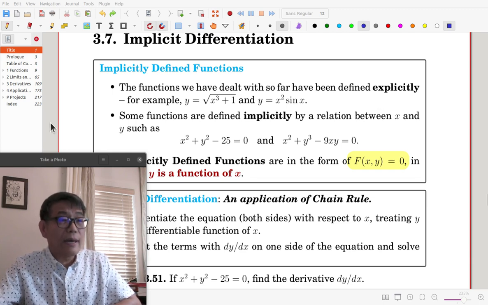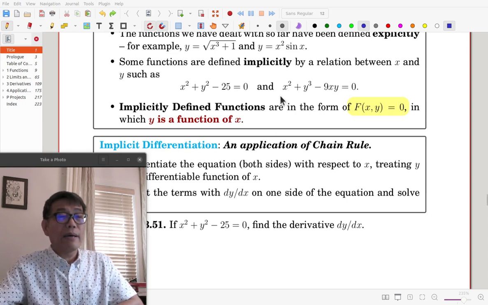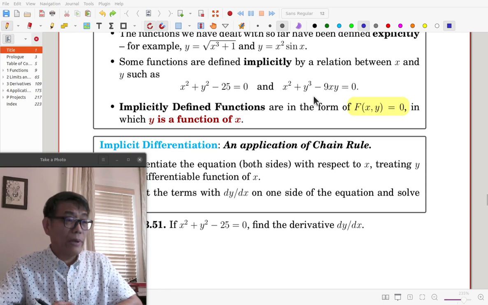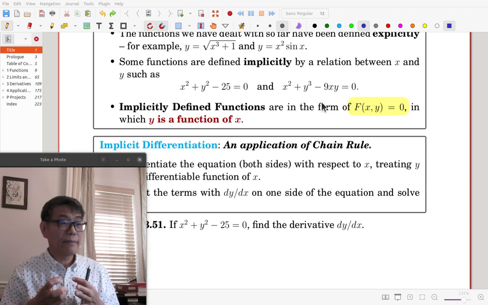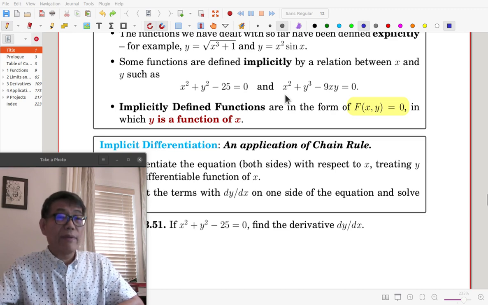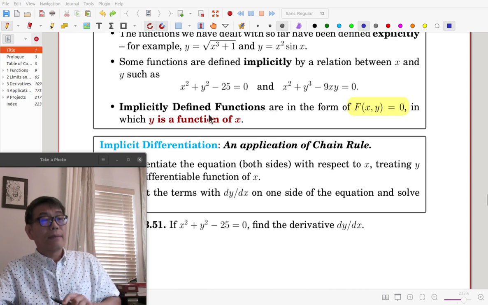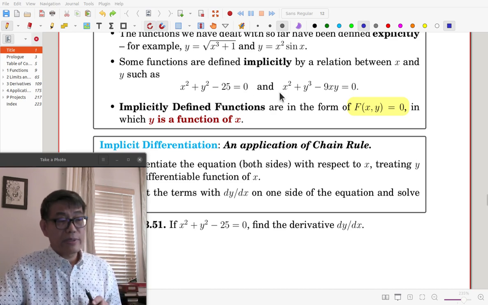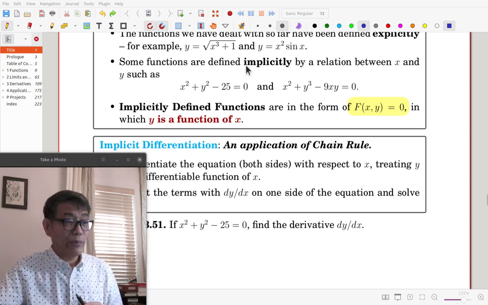Some functions are defined implicitly. As in this example, the x variable and y variable, y cubed, y, and the xy multiplication are combined on one side, so that when an x value is given, to find the corresponding y value, we have to solve a cubic polynomial of y. And so it is not explicitly obtained. So we say that it is implicitly defined.